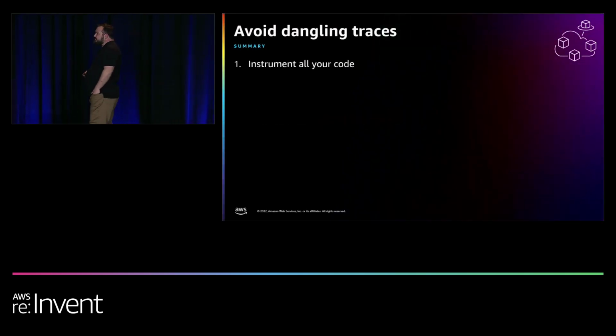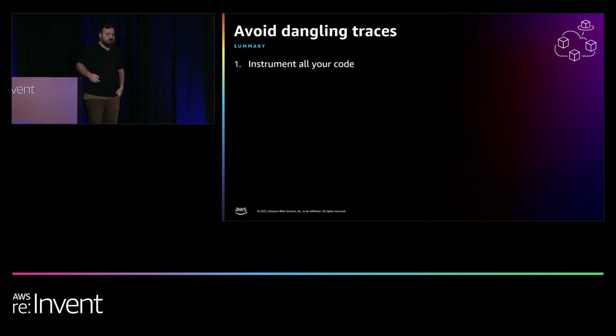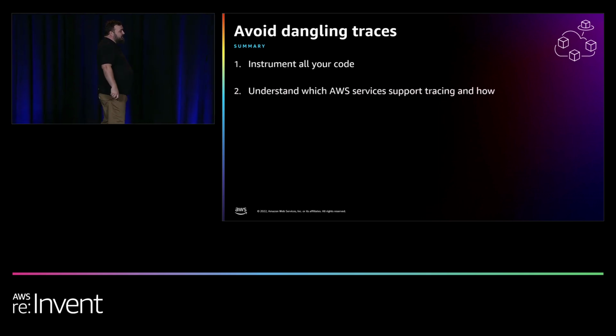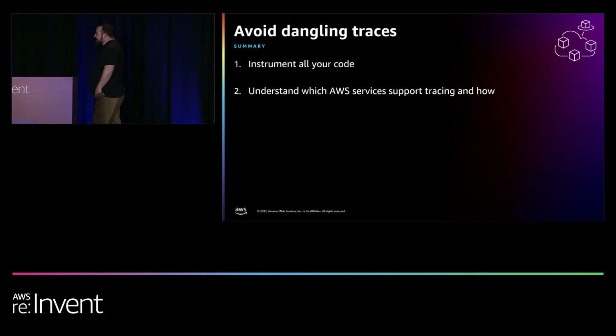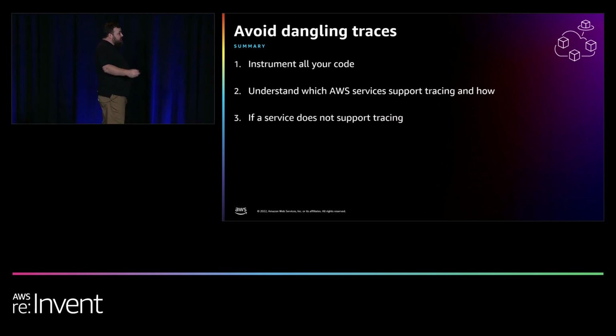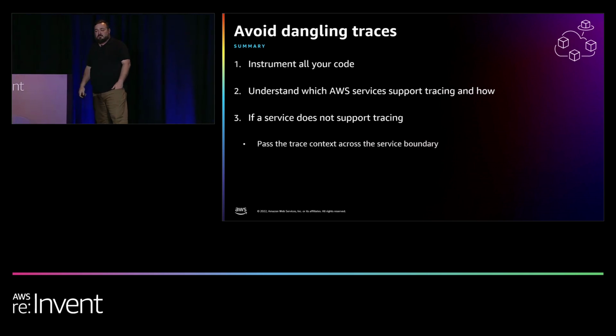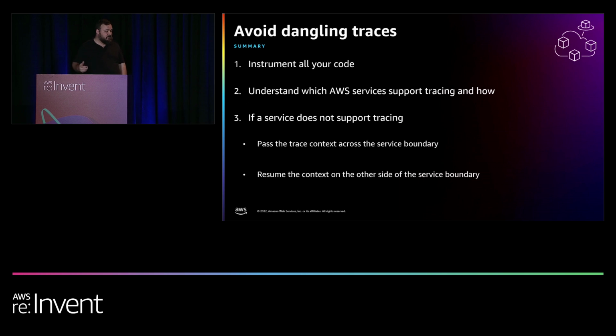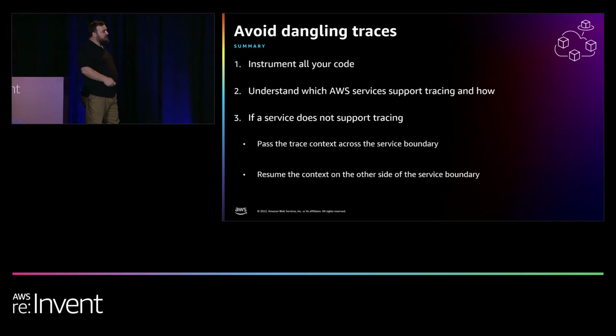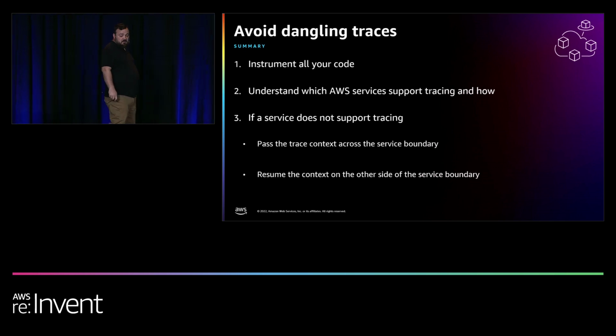So just as the fourth best practice, wrapping this up, instrument all your code. You need to instrument all your code with tracing. Understand which AWS services support tracing and how they support tracing. I wish there was an easy button, but please, you need to understand how services work with tracing. If a service doesn't support tracing, like I just showed you, again, RabbitMQ, open source solution, has no context of X-ray, you need to pass that trace context across that service boundary. And then on the other end of it downstream, you need to resume the context. And that will give you a complete trace, and that's going to help you avoid the dangling traces.